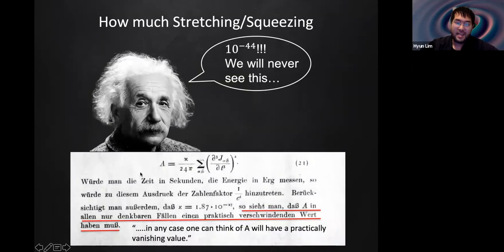In his actual 1916 paper, written in German but translated, there's some formula, and then he made a comment: in any case, one can think that the value of A will have a practically vanishing value. So he's really skeptical that we can see that.